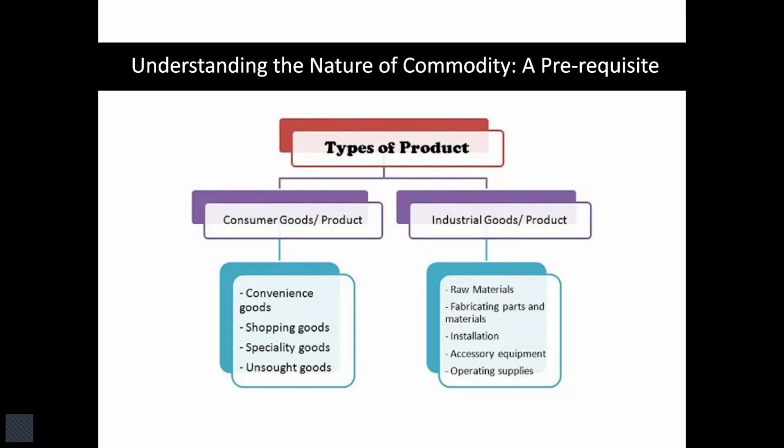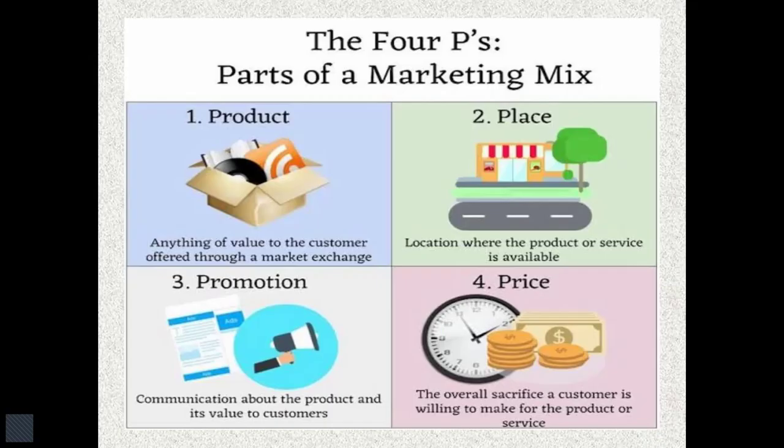In industrial goods, we have raw materials, suppliers, fabricating parts, material installation parts, and operating supplies as well. We need to understand that marketing strategy varies across all these kinds. The distribution channel plays a very important role. The promotion is different compared to the one used in consumer goods, and we are going to discuss that in detail in the later part. The 4 P's are part of the marketing mix.